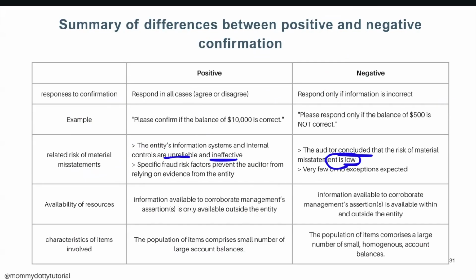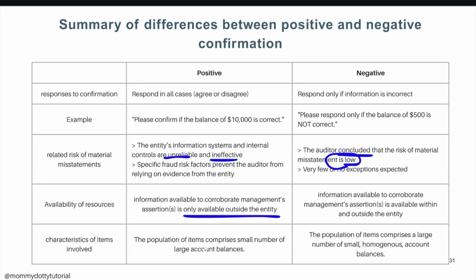Availability of resources: information available to corroborate management's assertions is only available outside the entity. While for the negative, information available to corroborate management's assertions is available within and outside the entity. Characteristics of items involved: population of items comprises a small number of large account balances. This is the volume. Volume is high. The population comprises a small number of large account balances, while for the negative, the population of items comprises a large number of small homogeneous account balances.